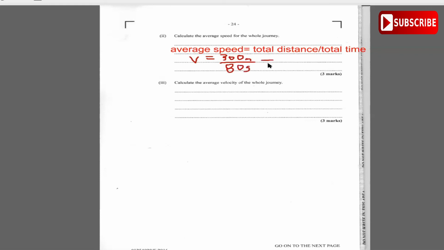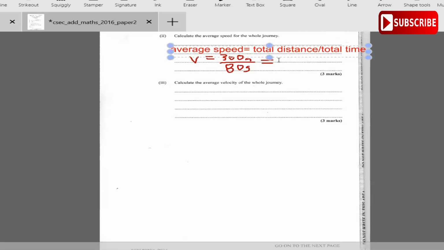So its average speed is 300 over 80, which is 3.75. This is going to be 3.75 meters per second. That's its average speed. Now what's next that they ask?